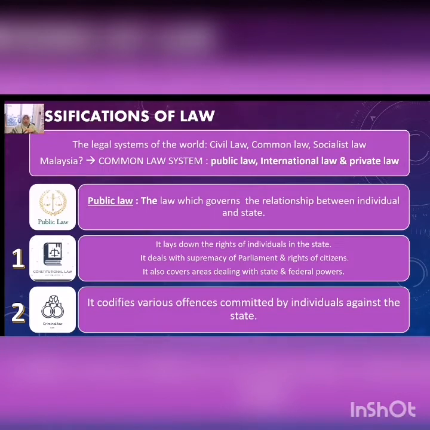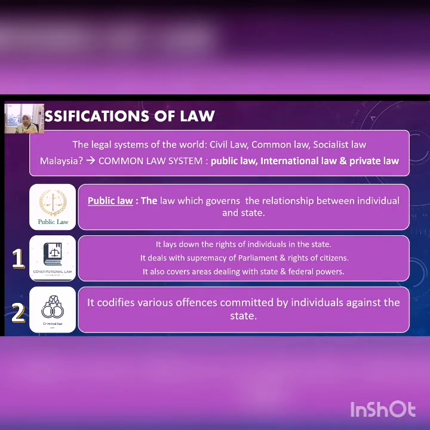Okay, so as we can see, constitutional law lays down the rights of individual in the state. It also deals with the supremacy of parliament and rights of citizen. It also covers the areas dealing with state and federal powers. So the rights of citizen, we have lots of rights of citizen. We will discuss on the next slide. So if you think that your right is being disturbed, okay, you may bring the case to the court. You may sue the government of Malaysia.